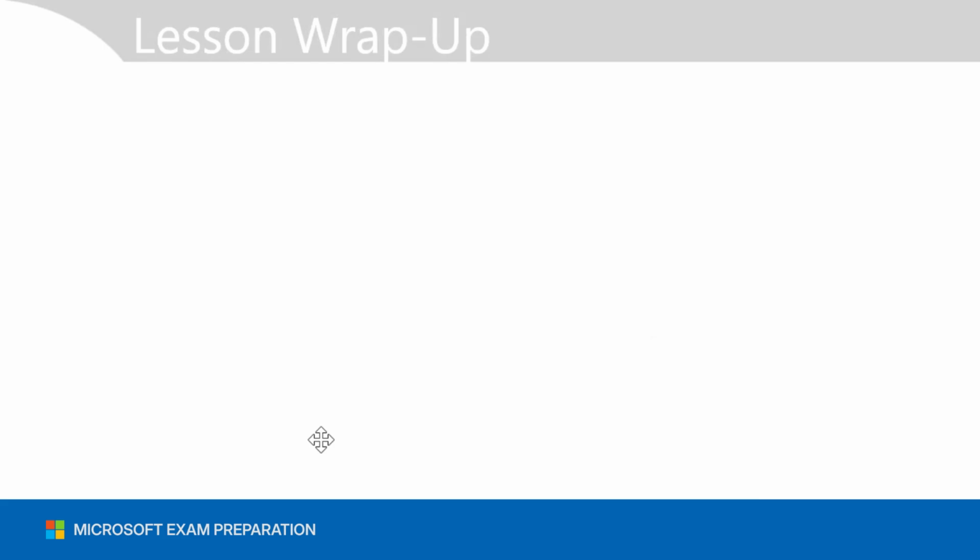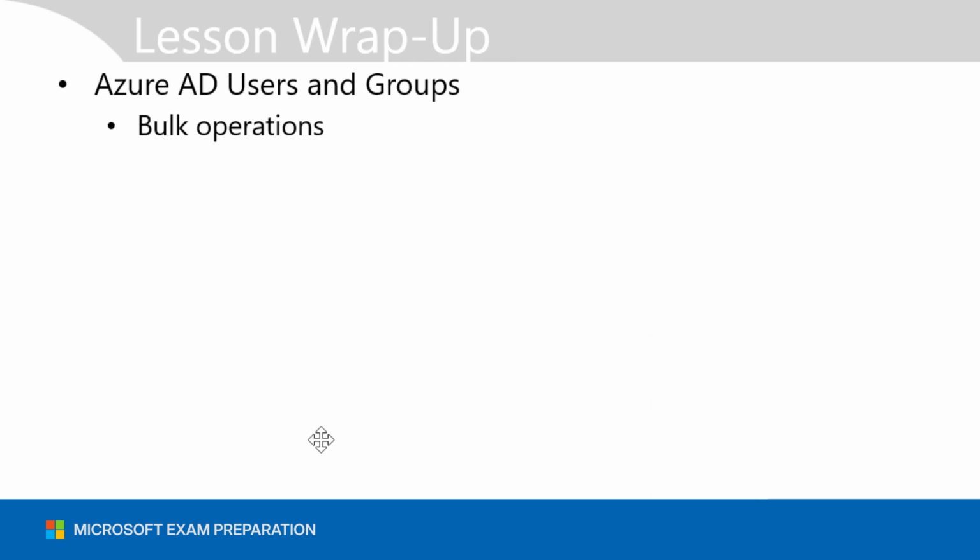So we're at the end of this lesson. Let's wrap up and talk about some of the things we've learned. We first looked at Azure AD users and groups, how to add them in the portal manually using portal pages, also how to do bulk operations. So getting a CSV template file, adding the rows to the file, and then uploading those directly into the portal.